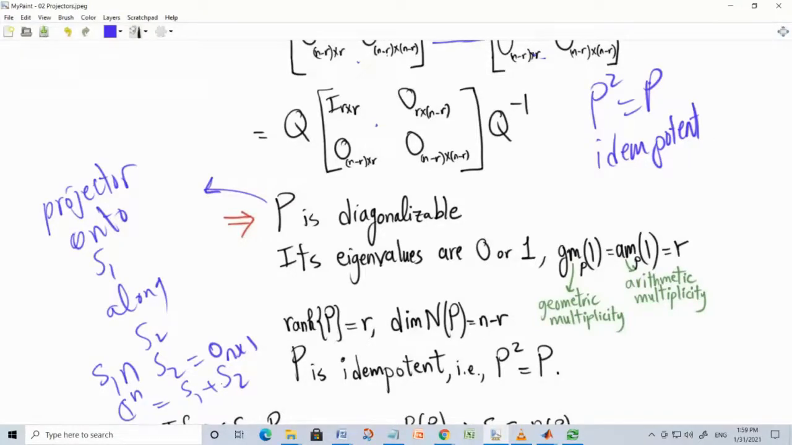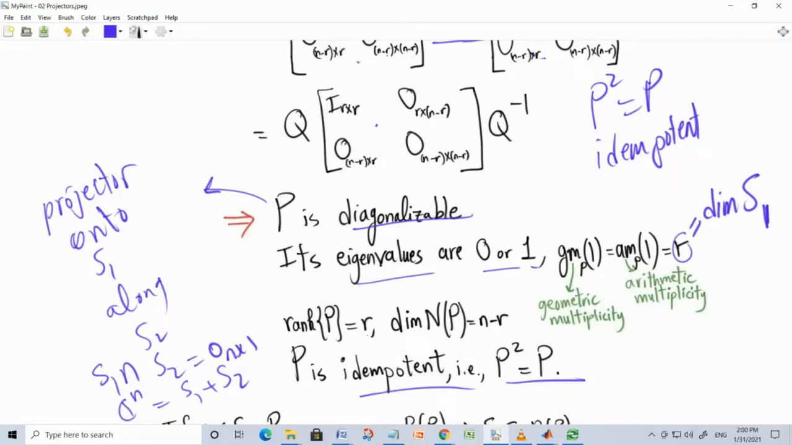Now this matrix, now we know some of its properties. It is idempotent, it is diagonalizable, its eigenvalues are 0 or 1. The geometric multiplicity of the eigenvalue 1 is equal to the algebraic multiplicity is equal to R. And R, remember what is R? R is the dimension of S1.